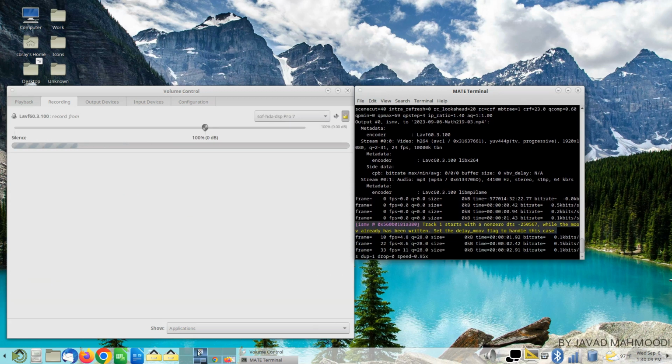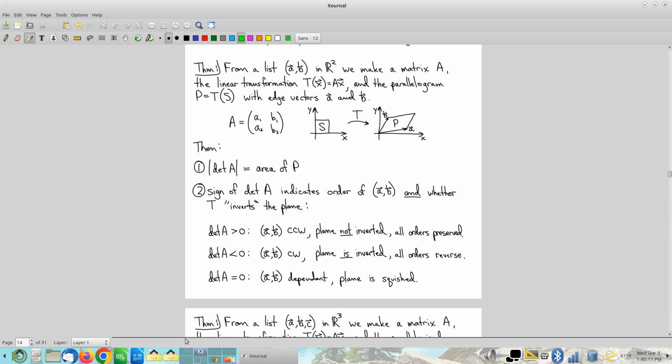Okay, so here's where we left off last time. We were talking about this theorem right here. Basically there's a certain amount of setup that goes into it. But if you have a list of two vectors in R2, from that list you can make a matrix and a linear transformation, and thereby then also a parallelogram. And that all just is a matter of manually constructing them per this very regular procedure.